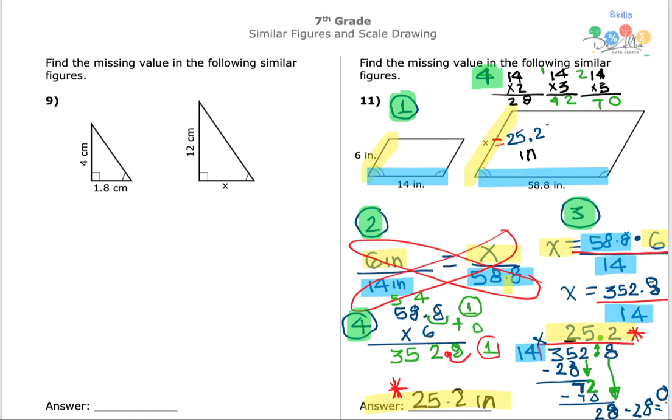Cross product, 58.8 times 6, and finally divide by the other number that you haven't used yet, which in this case is the 14. Make sure the answer is reasonable. This one must be a greater value than 6, and then record your answer.